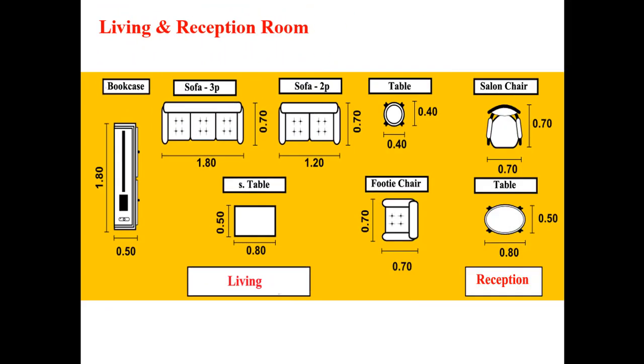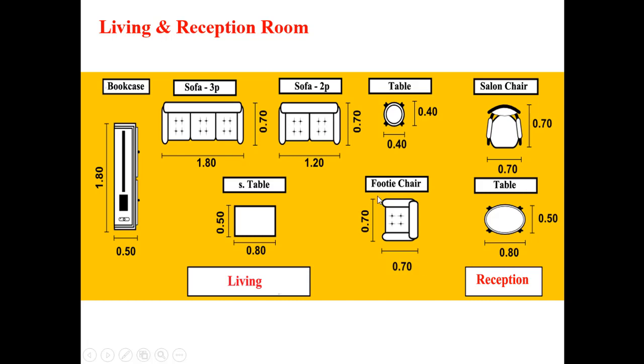The furniture depends on the function of the space. Here we are browsing living and reception rooms. This is a 3-person sofa. Its dimension is 70 and 1. This is a bookcase. Okay, sofa. This is a table. This is a foot chair. This is another table, a circular table. This is a salon chair and table in the salon. So this is furniture for living, and here furniture for reception.